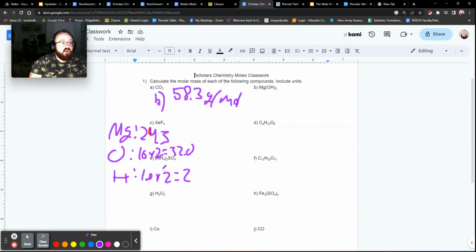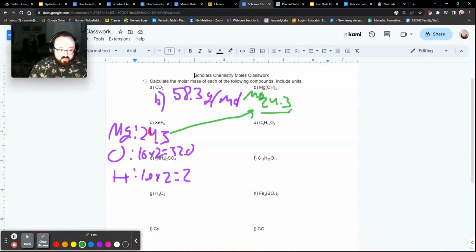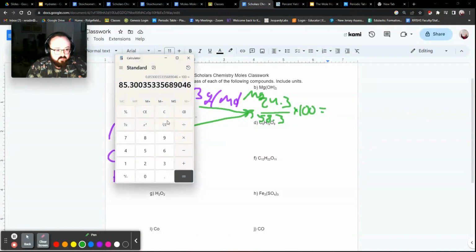So to calculate the percent composition of each element, well, we take, for magnesium, 24.3, divide it by the total, which is just 58.3. And we're going to multiply by 100. And that's going to give us 24.3 divided by 58.3, this long number. Rounded to one decimal place, 41.7.